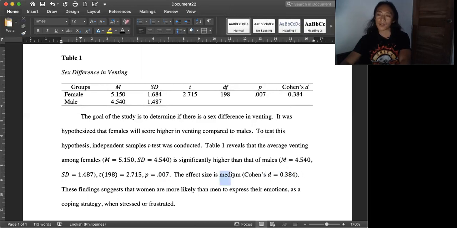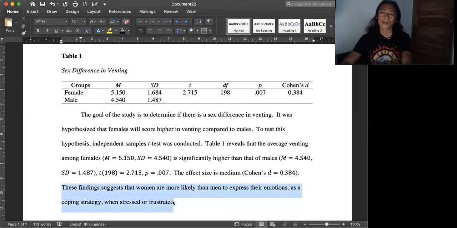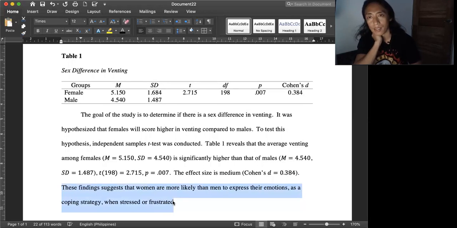Take note of the choice of words. We only say small, medium, large. We do not say low, average, high. When describing the effect size, it is only small, medium, large. And then my last sentence is sort of an interpretation of what the result is.